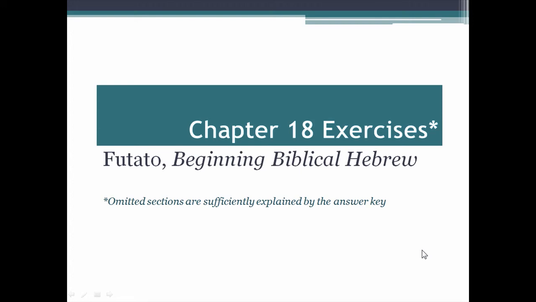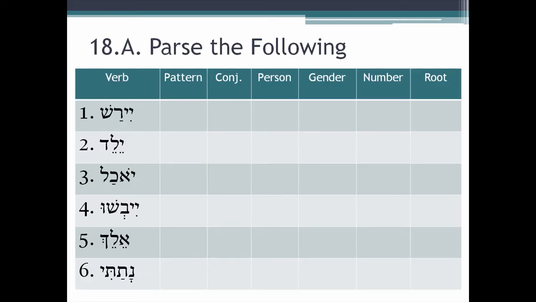These are the exercises for Futato chapter 18. Parse the following. We're going to be doing our familiar procedure. When we look at a verb form, the first thing I'm going to ask is, does it have a prefix? And then we will reason deductively based on that initial question to try to answer the question.